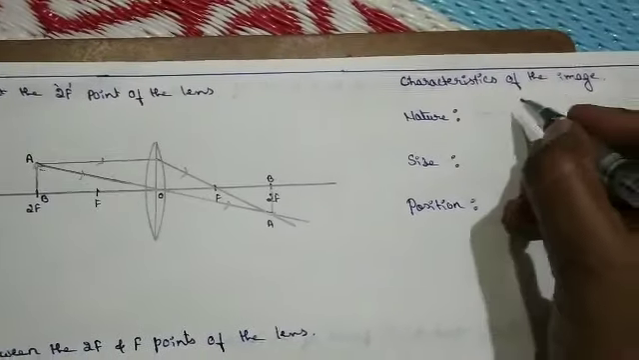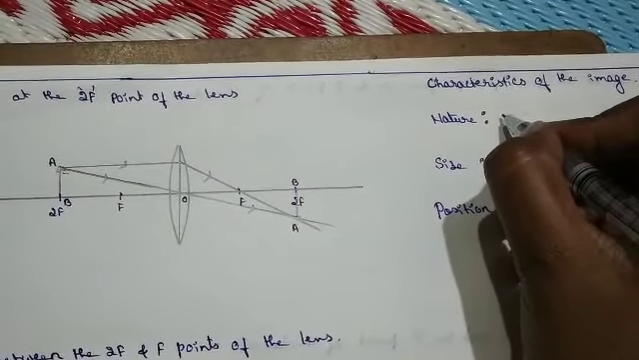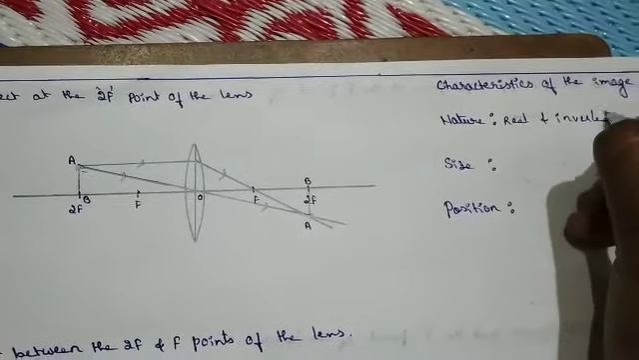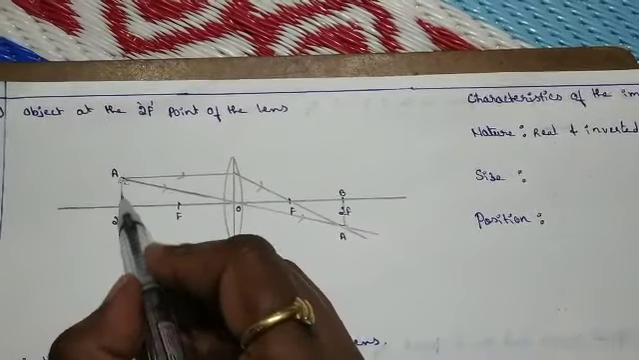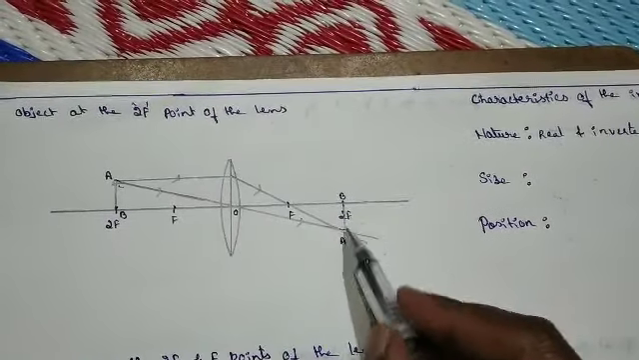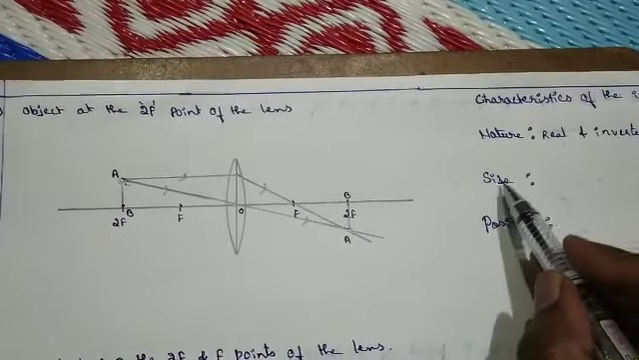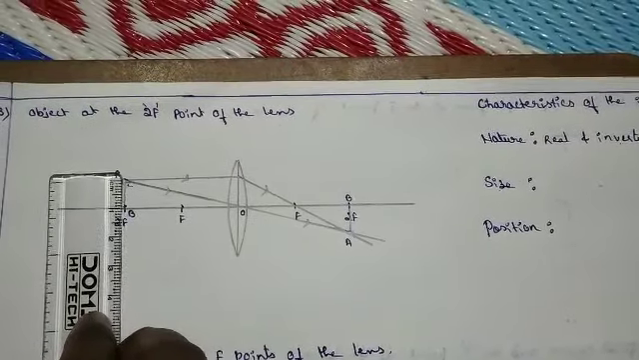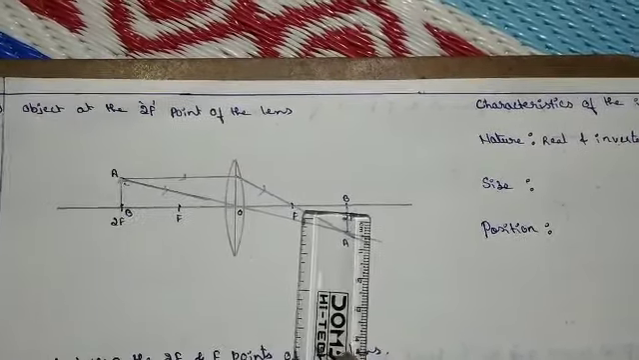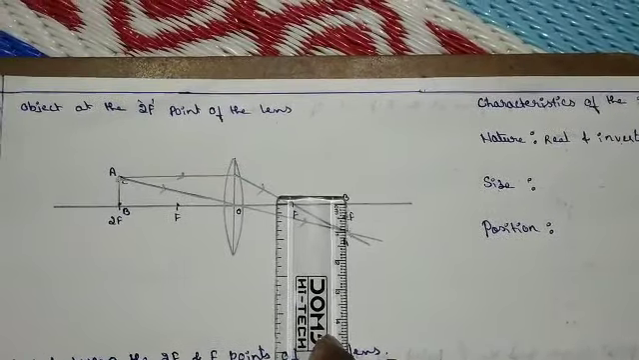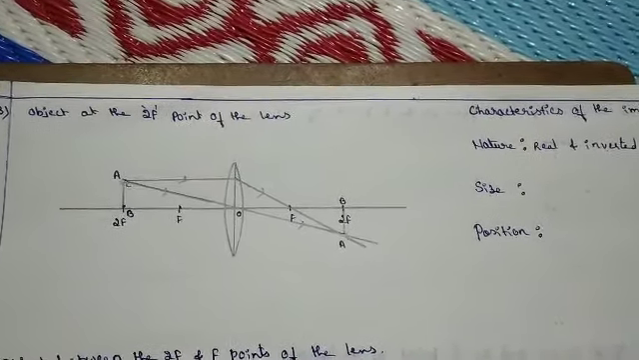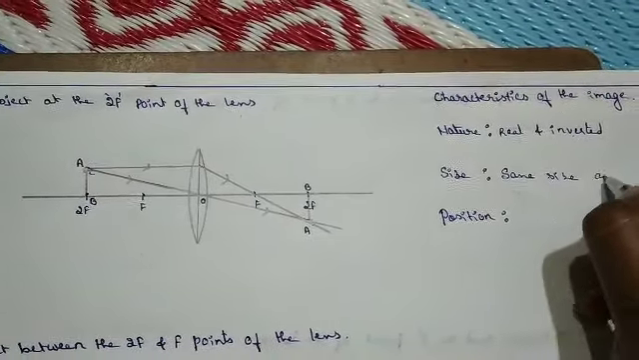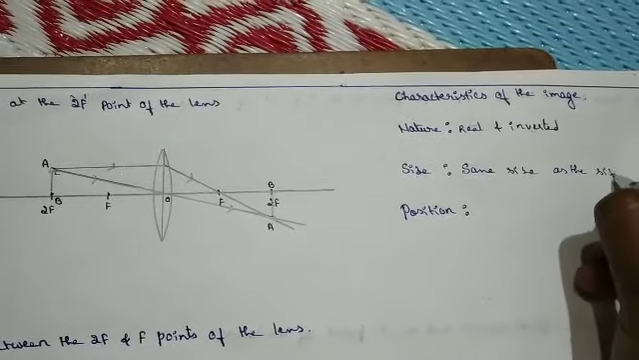So here are the characteristics of the image: nature, real and inverted. You can see the object is kept above the principal axis and the image is formed below the principal axis, so we call it inverted. Size, you can observe here, the height of the object is 1 centimeter, and the height of the image is also 1 centimeter. So we can say the size is the same as the size of the object.